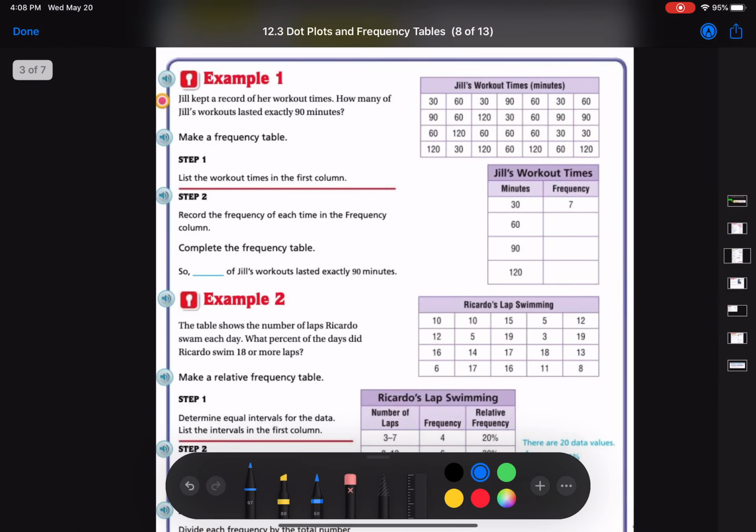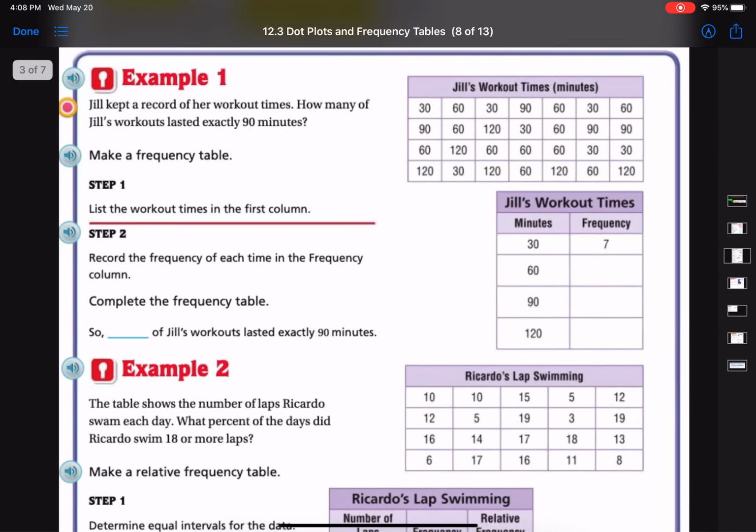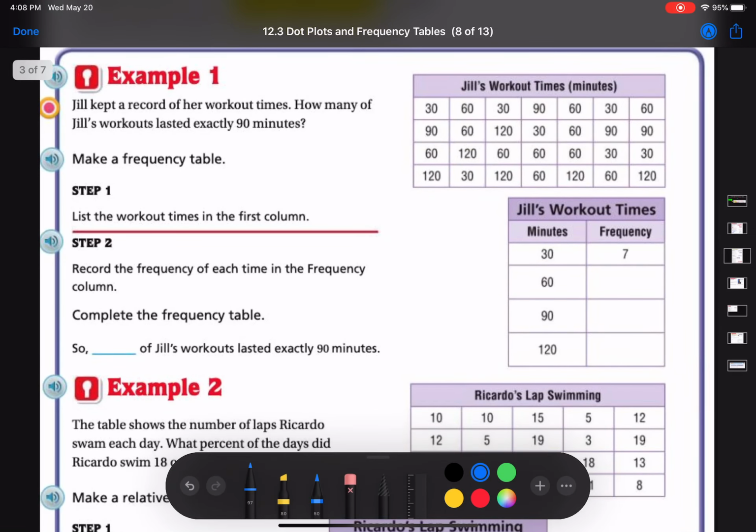All right, let's look at another one. So now this one's going to move on to a frequency table. Okay, so let me kind of zoom in a little bit. All right, so now you're going to do a frequency table for the number of times they worked out for a certain amount of minutes. What it's asking you to find is how many of Jill's workouts lasted exactly 90 minutes. So you'll see here that there's 7 that were 30 minutes. So all our 30 minutes we can cross off.